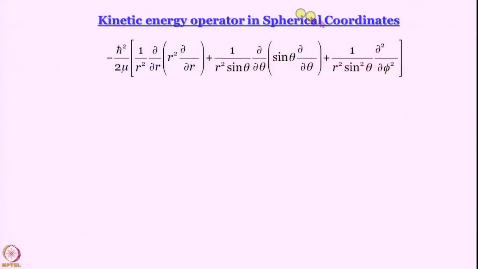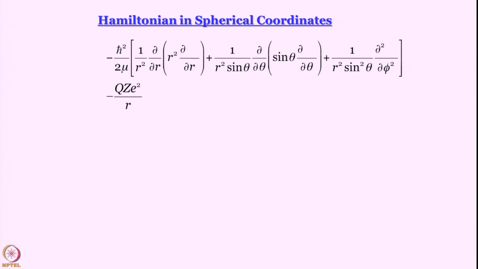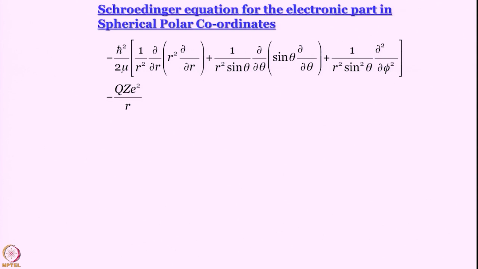This is something that is available in many resources, we will just use it. Okay. How do I write the Hamiltonian operator? This is the kinetic energy operator. So, to get to the Hamiltonian operator I just have to add the potential energy term. Here it is. How do I write the Schrodinger equation?